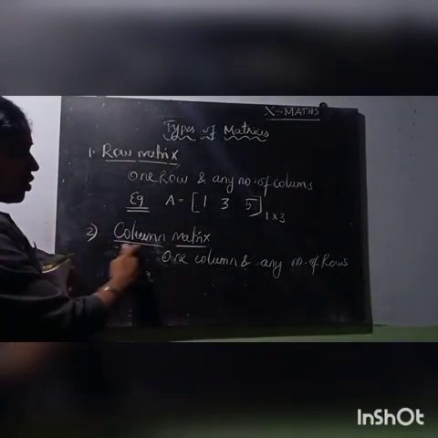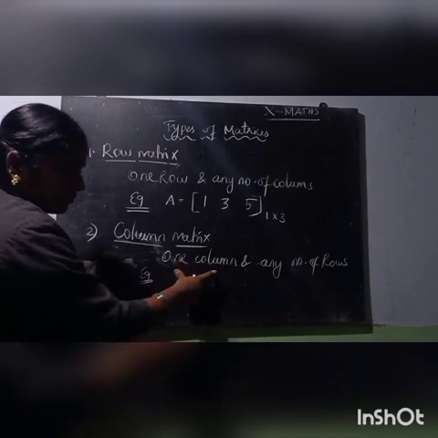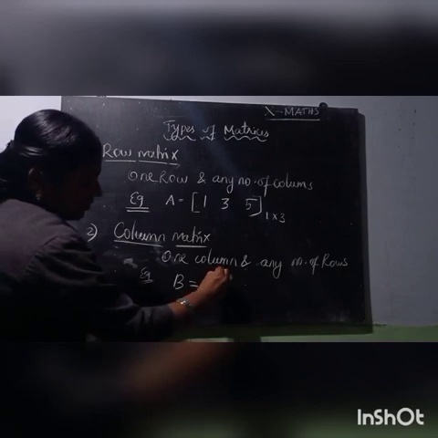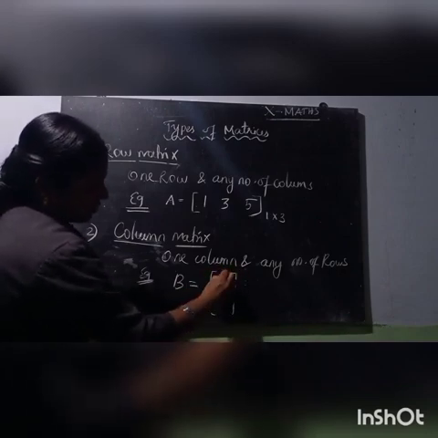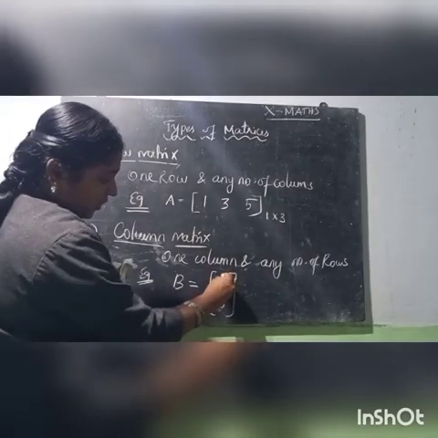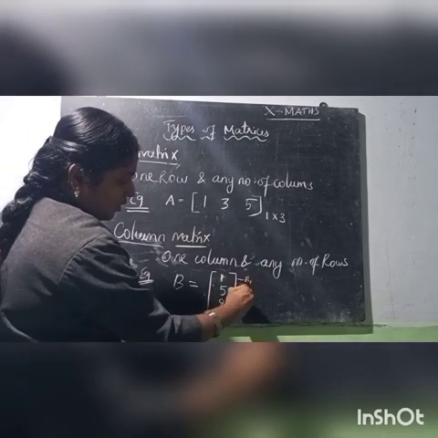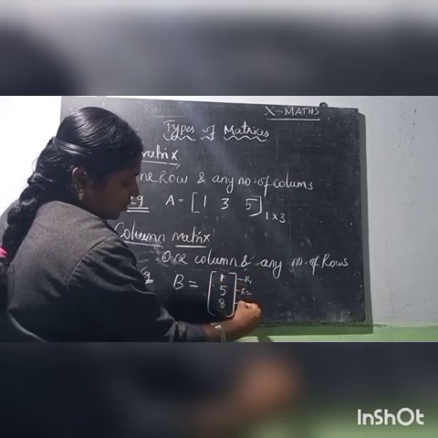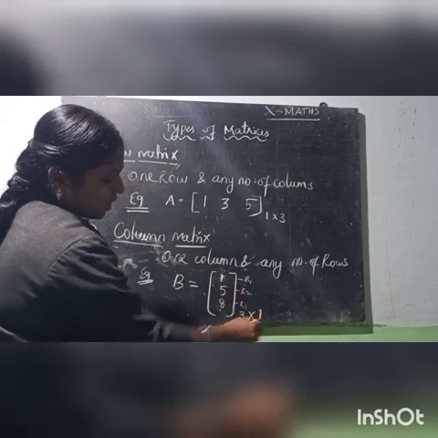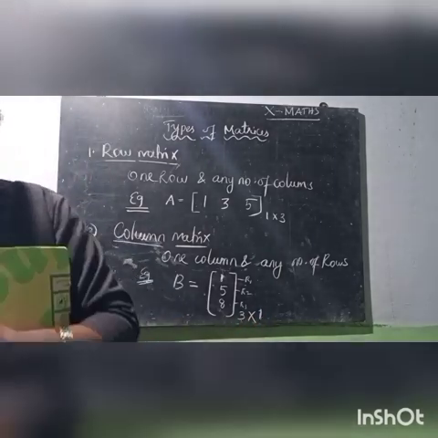The next one, column matrix. Column matrix means the matrix should contain only one column, any number of rows. So, for example, matrix B equal to only one column should be there. So 1, 5, 8. These are the elements. Here we have only one column, but rows: row 1, row 2 and row 3. So 3 rows and the number of columns is 1. So this is the order of the matrix: 3 rows, 1 column. So 3 cross 1.